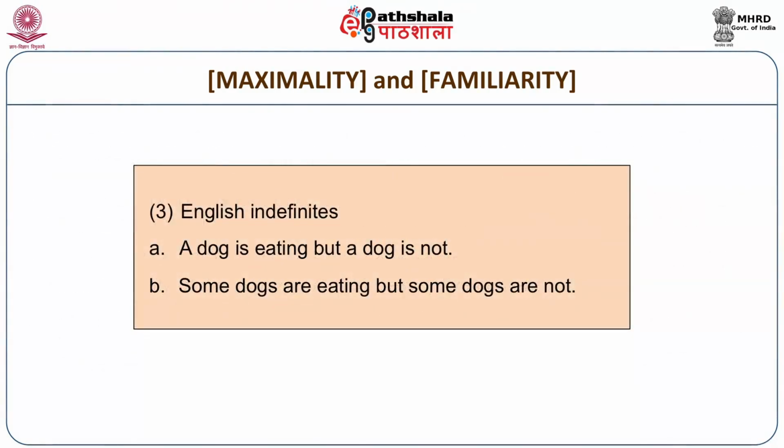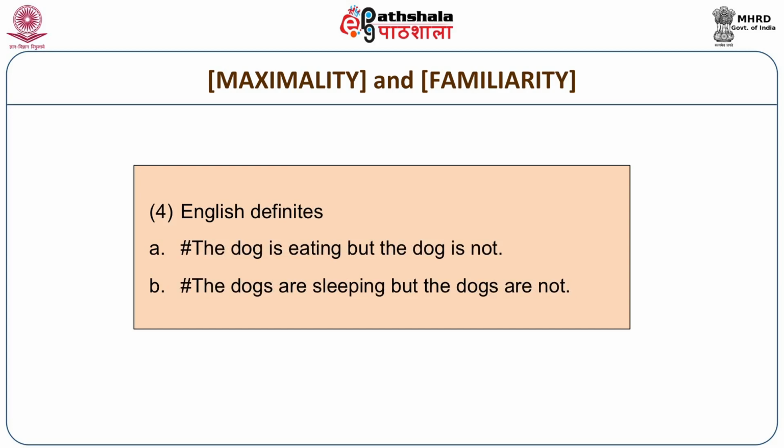To grasp this distinction, consider an example like a dog is eating, but a dog is not. This is extremely well formed. So is some dogs are eating, but some dogs are not. Because indefinites pick out an entity and do not return the maximal entity, we can see a dog is eating but a dog is not to be well formed, because all this implies is that there is more than one dog in the context.